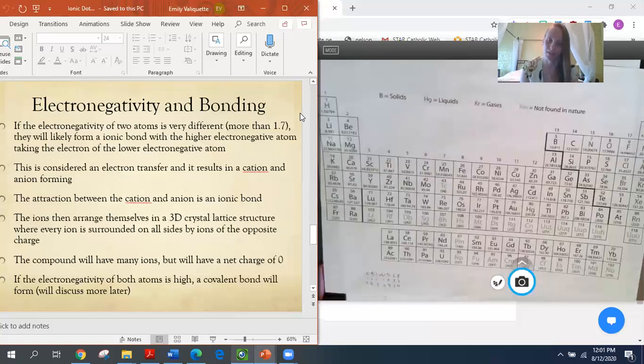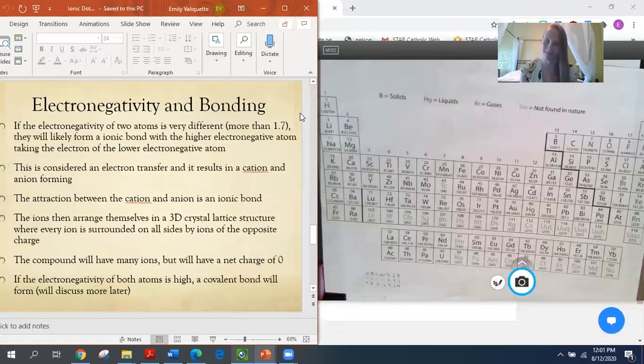So metals, low electronegativity, lose electrons. Non-metals, high electronegativity, gain electrons when you have that ionic bond form. That is the electron transfer that causes cations and anions to form, and then those oppositely charged ions form the ionic bond. The ionic compounds then arrange themselves into a 3D crystal lattice structure.